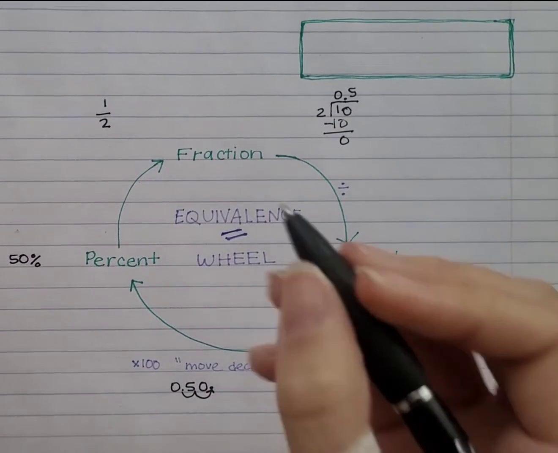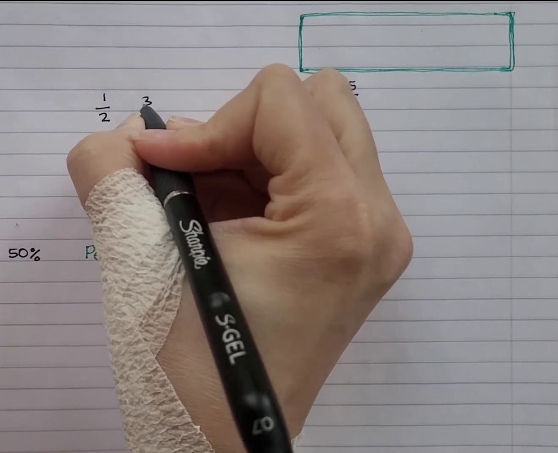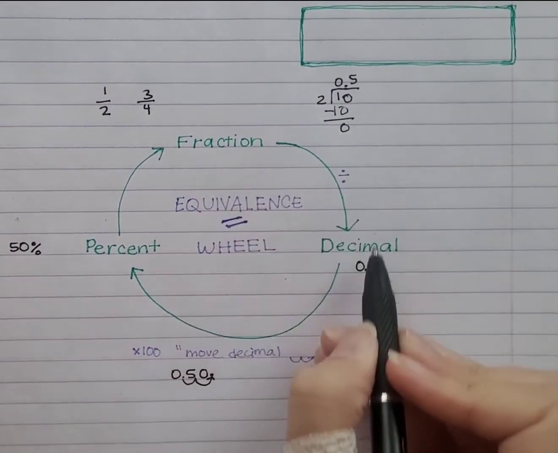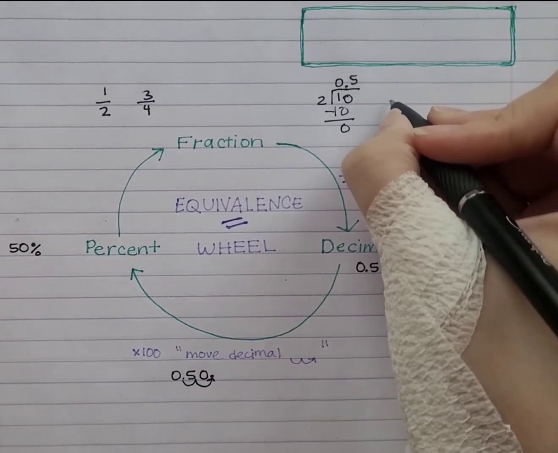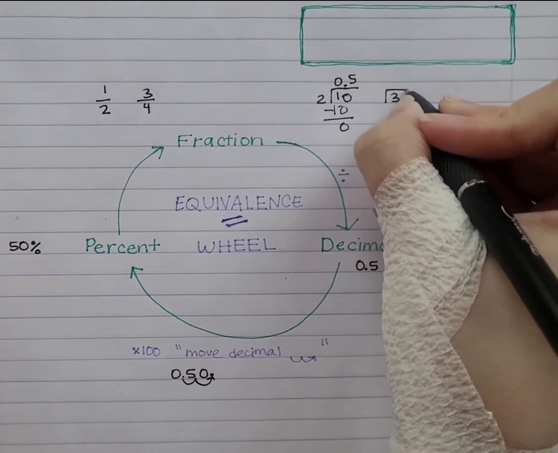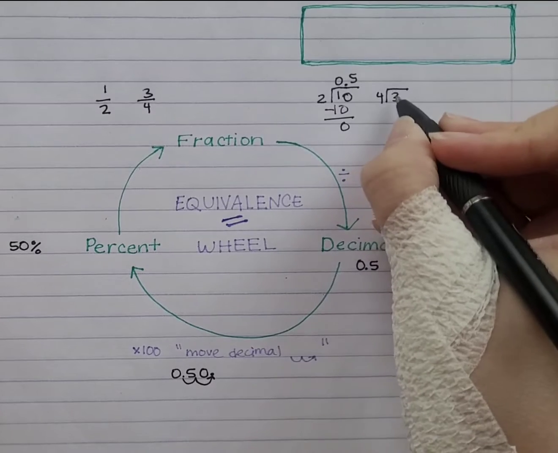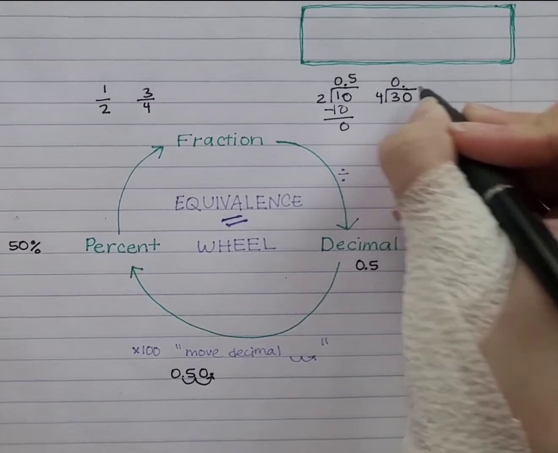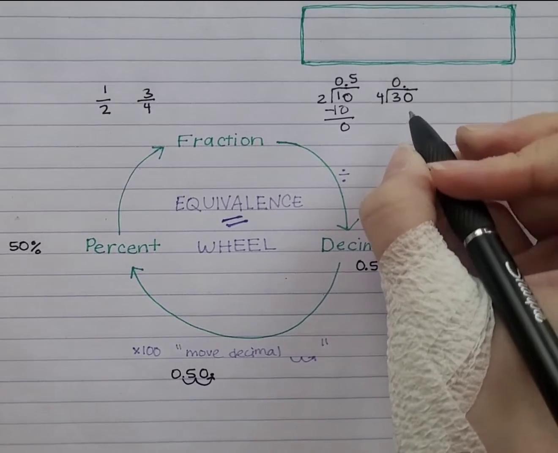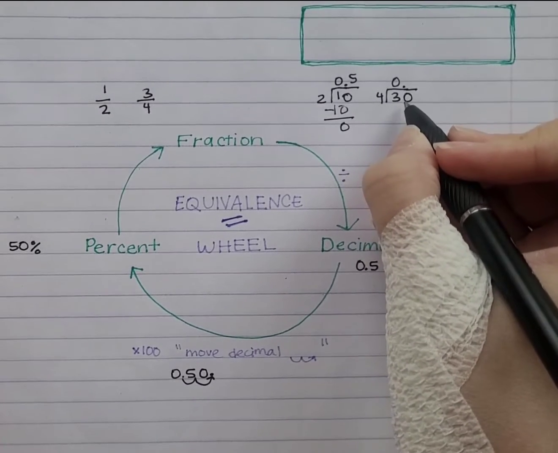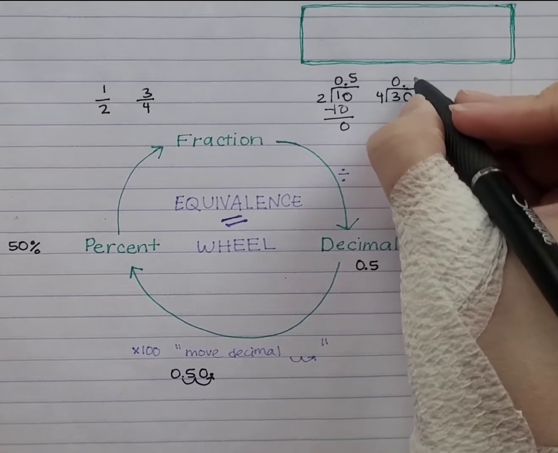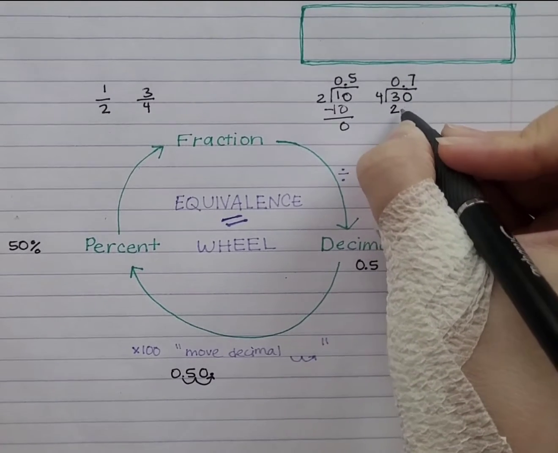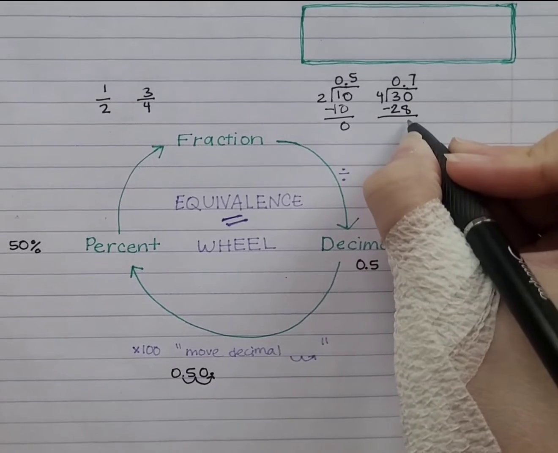Our next fraction we'll look at is 3/4. Our first step to take it into a decimal is to divide. 3 divided by 4. 4 goes into 3 0 times, so we get a decimal and a 0 placeholder. 4 goes into 30 7 times. 7 times 4 is 28. Remainder 2.